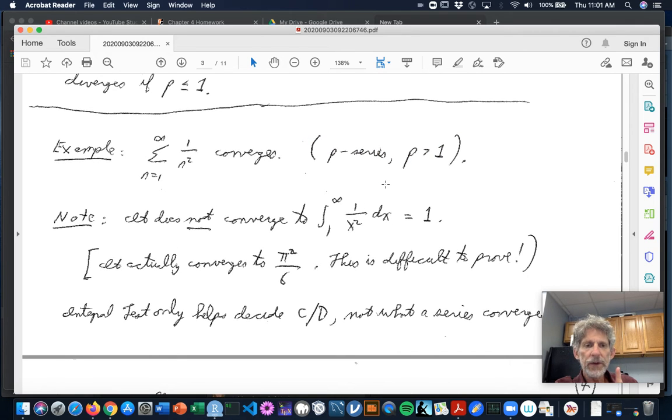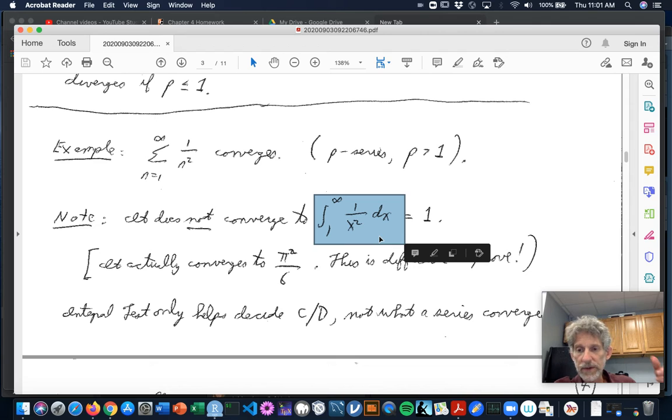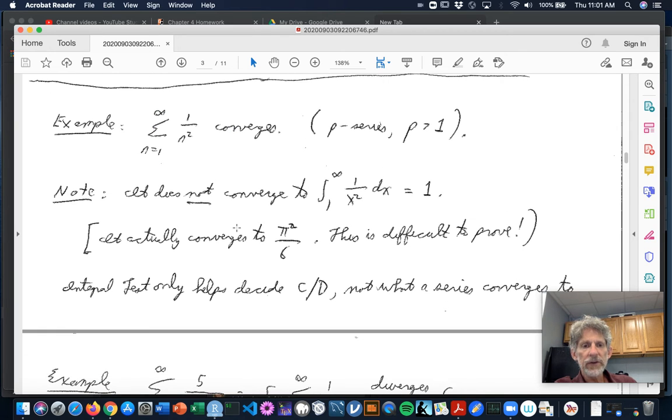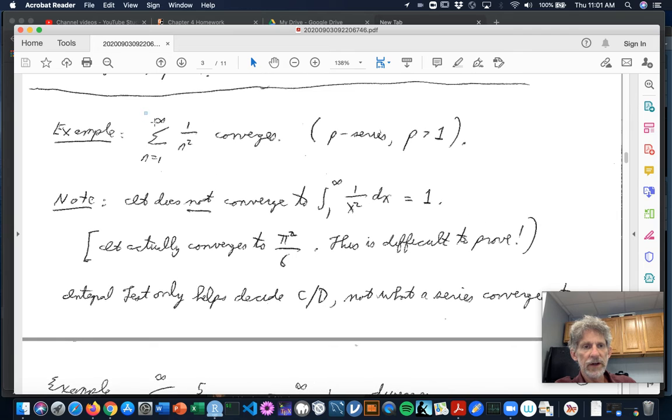I want to point out, though, just because we know it converges doesn't mean that we know what it converges to. The associated improper integral, we can find what that converges to. In fact, we've done it before. And it turns out it converged to 1. The area underneath 1 over x squared from 1 to infinity was a 1. But that's not what this series converges to. You can actually prove that this series here converges to pi squared over 6. That was a very, very difficult result that was proved in 1728 by the mathematician Leonhard Euler.